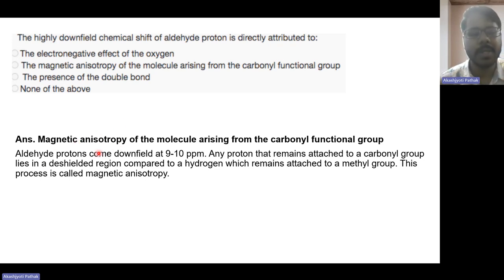So aldehyde protons come downfield at 9 to 10 ppm. Any proton that remains attached to a carbonyl group lies in a deshielded region compared to a hydrogen which remains attached to a methyl group. If it is CH3CHO, acetaldehyde, then this CH3 is directly bonded to carbon, and then it is bonded to the carbonyl group, compared to the proton which is directly bonded to the carbonyl group. So depending on this, it will experience a different magnetic anisotropy.